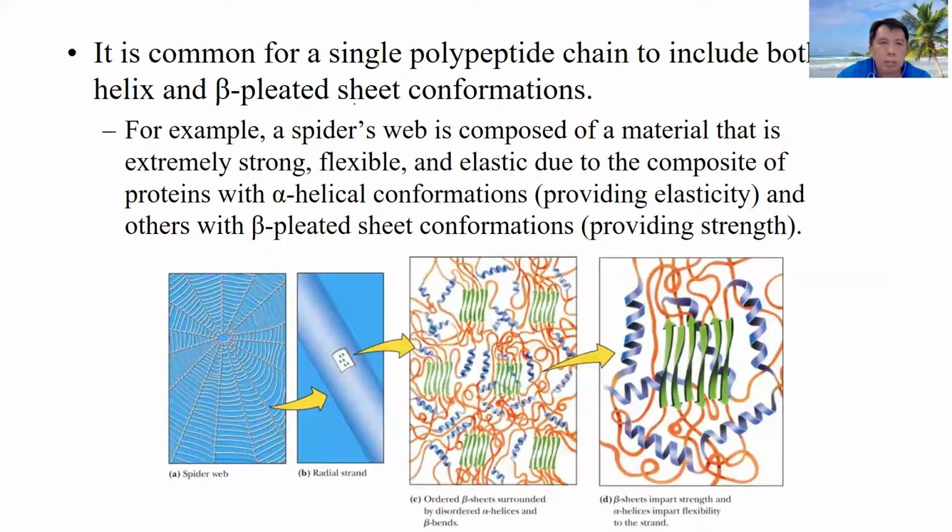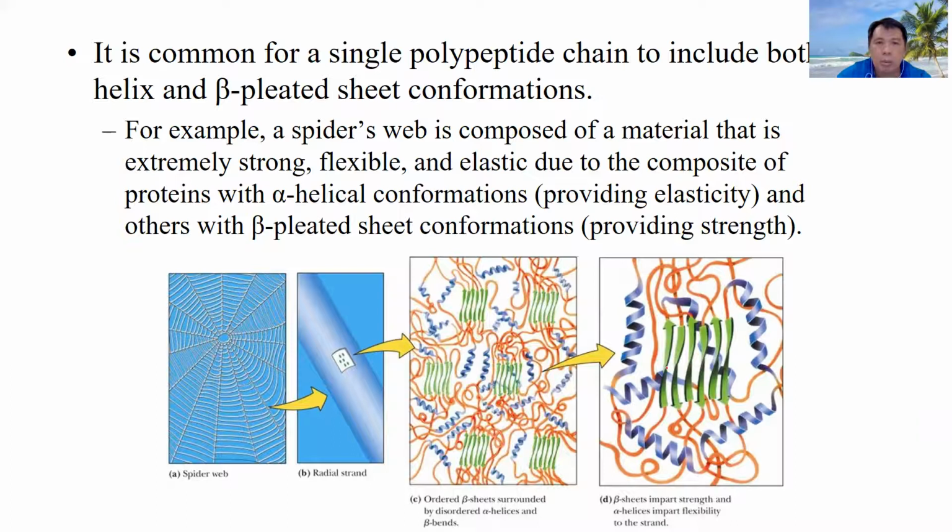And it is common for a single polypeptide chain to include both alpha helix and beta pleated sheet. For example, the spider's silk. The spider silk, you can see this one is the beta pleated sheet, and this one is alpha helix. Then you can see the arrow here, this is an arrow this way. So that means they run in a parallel fashion, but in different directions.